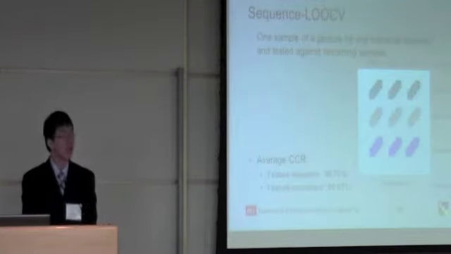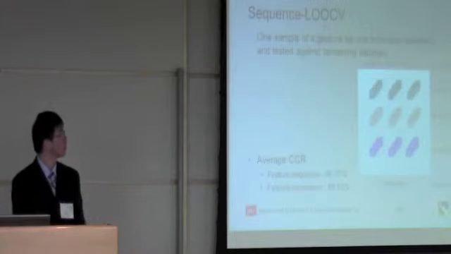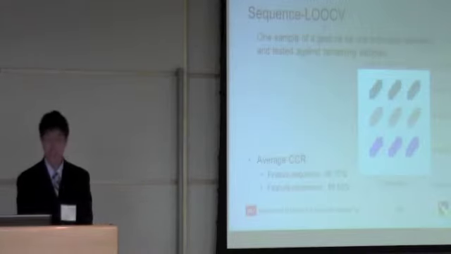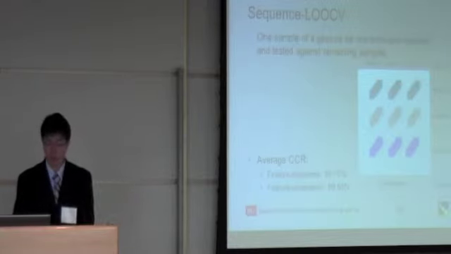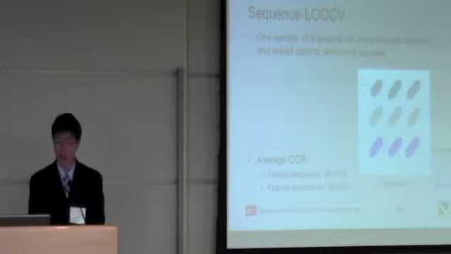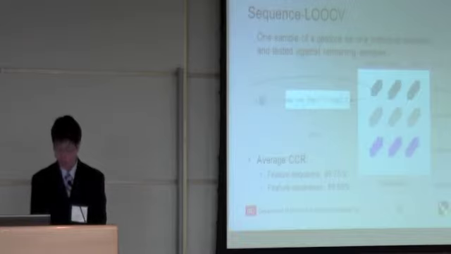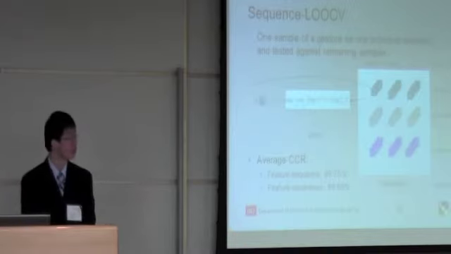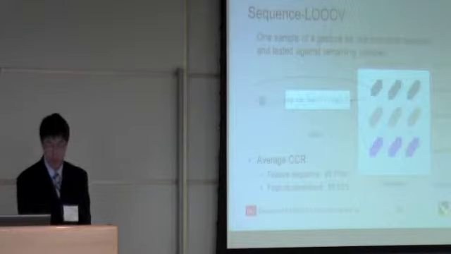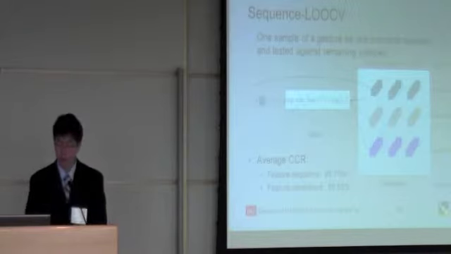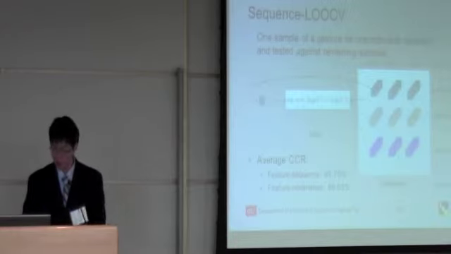We also consider a more realistic situation, in which the users can train the system themselves. So in this sequence leave-one-out cross validation, each time we remove just one sample of one gesture for one individual only, and we classify it with the rest of the dictionary. In this approach, we were able to achieve almost perfect results, which are 99.7% and 99.63%.